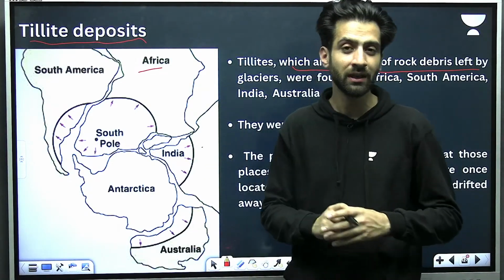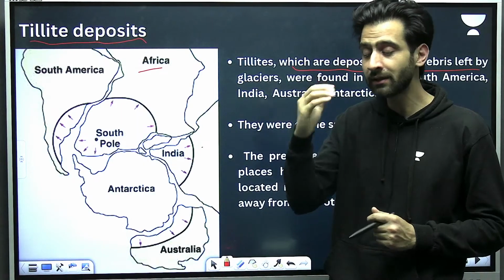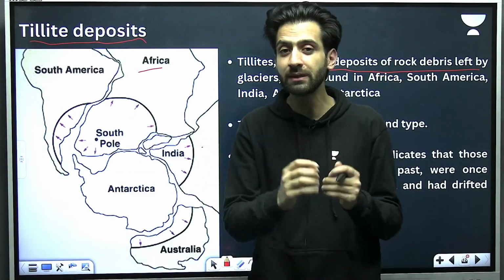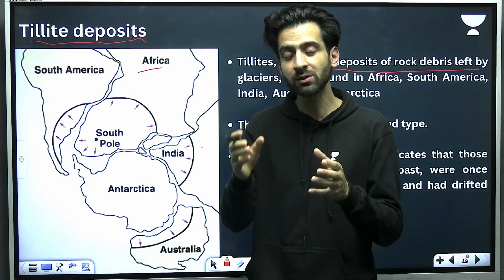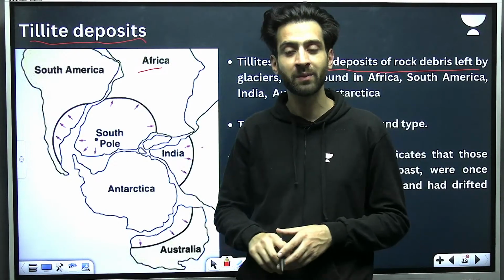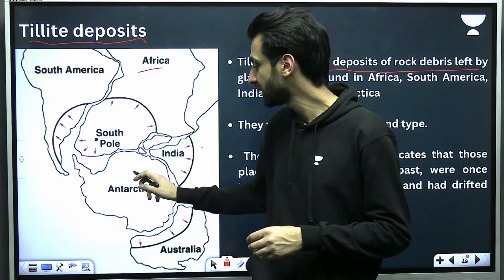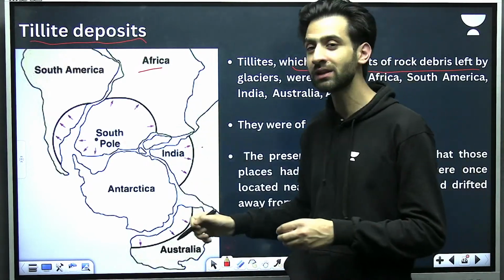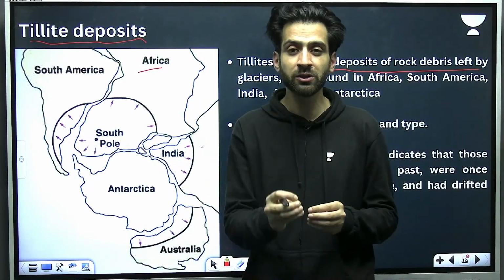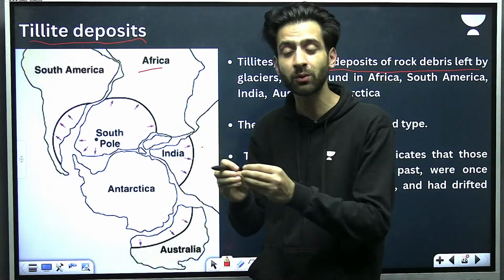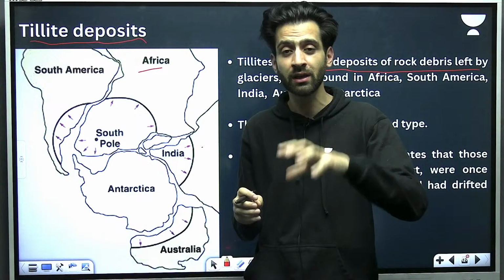How is it possible? Are you able to imagine these things, that these tillite deposits, how can they be possible in India when India is located in the tropical area? How is it possible in other places as well? Because none of these places, except for Antarctica, is located near any glacier. So that is why Alfred Wegener was able to predict that these continents were once upon a time located in the South Pole.